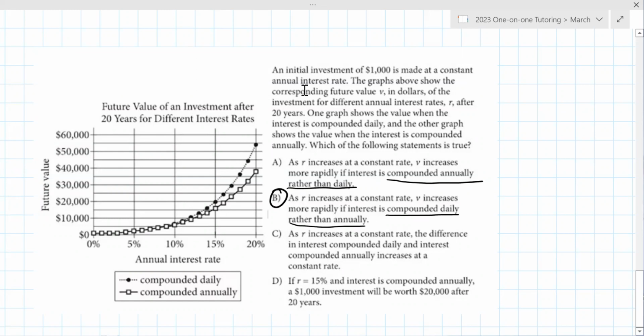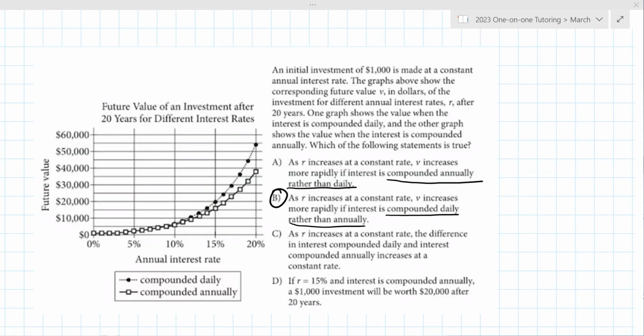Notice we didn't read anything else. We didn't read that an initial investment of $1,000 is made at a constant annual rate. While you may tend to want to do that, as we talked about last time, you go right to the last sentence, which of the following in this case, scan your answers now to know what's going on in there, same or different, and then go back and find the information you need. It's a very different way of doing test questions than you would see in the classroom. But again, this is what's needed.